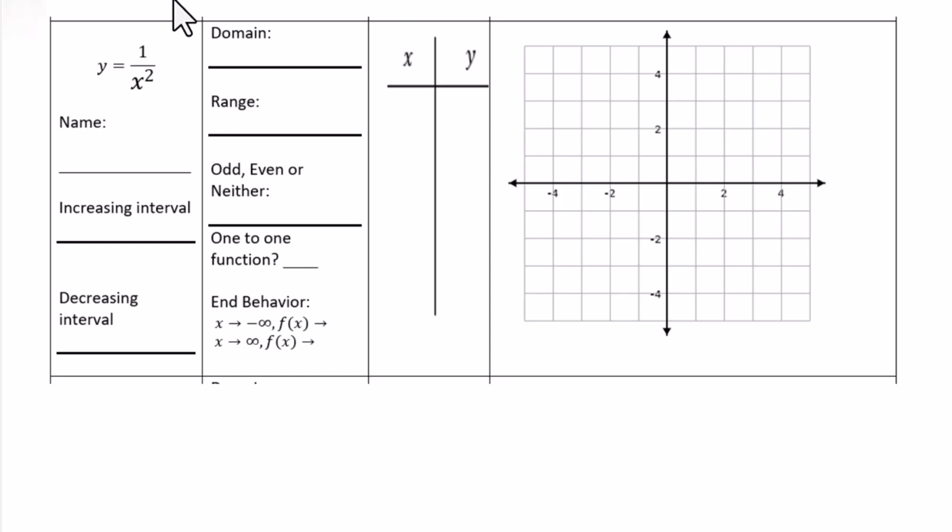Y equals 1 over x squared. This is a reciprocal squared function. Domain: 0 cannot be the denominator. X is not equal to 0. We will use negative 1, negative 2, negative 1/2, 1, 2, 1/2 for x. Then we can get corresponding y values.